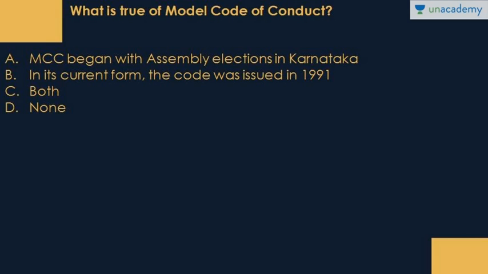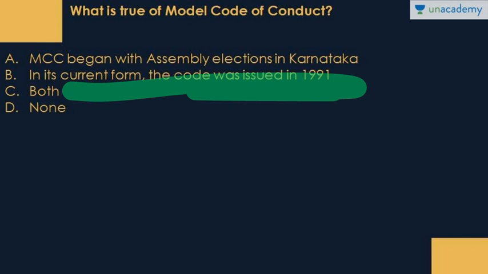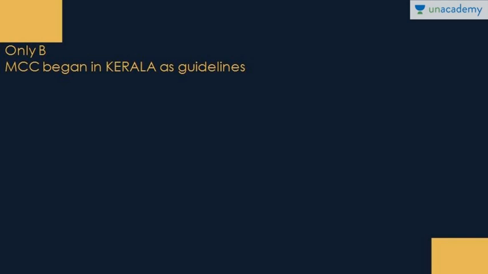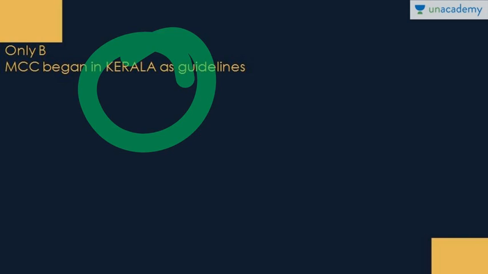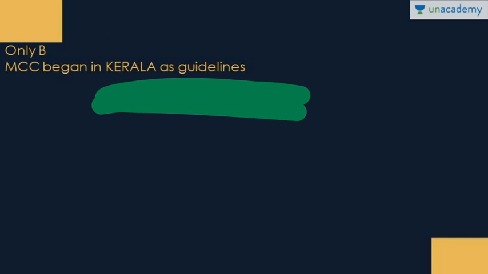Coming to the correct answer here, the correct answer to this question is only B. In its current form, this particular thing was institutionalized and issued in 1991. As far as the beginning is concerned, it began with the state of Kerala and not Karnataka. Initially it began as mere guidelines, but then it began to be used by other states and overall in the Lok Sabha elections as well. So we here have only B as the correct option.